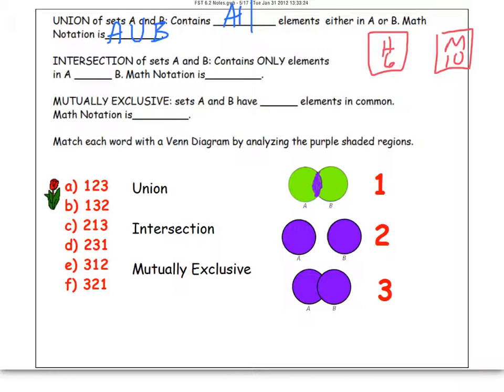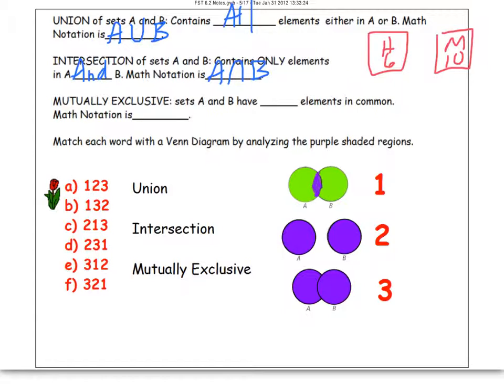Now, the intersection of sets A and B contains only elements in A and B. The math notation for intersection is A, take that U and flip it upside down, and B. The way I try to remember it is this means "and," and that symbol kind of looks like a lowercase n. So that's how I remember the intersection is like an N, whereas the union looks like the U.